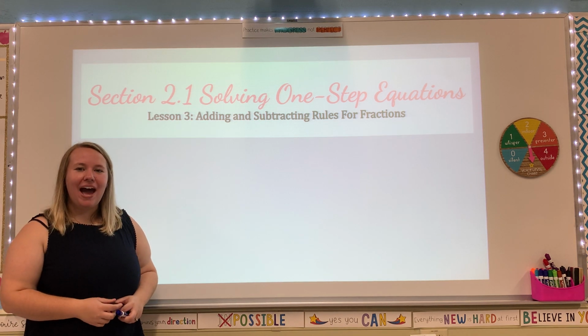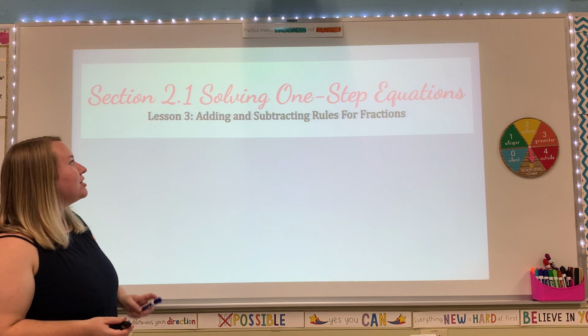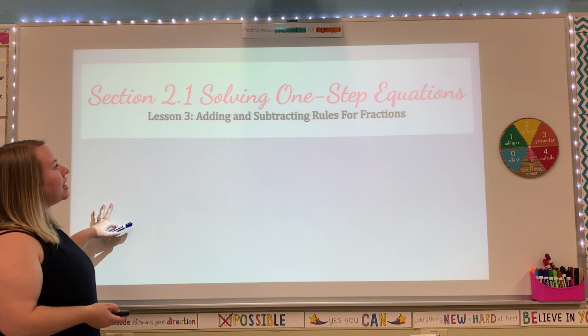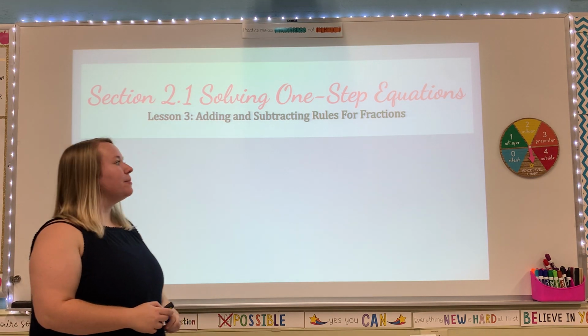Hi guys, welcome back. Today we will be looking at lesson 3 of section 2.1, solving one-step equations. Today we're going to be specifically looking at rules for adding and subtracting fractions.